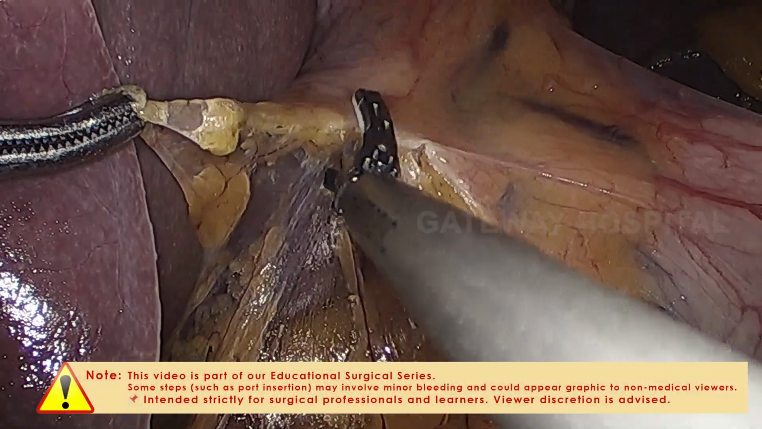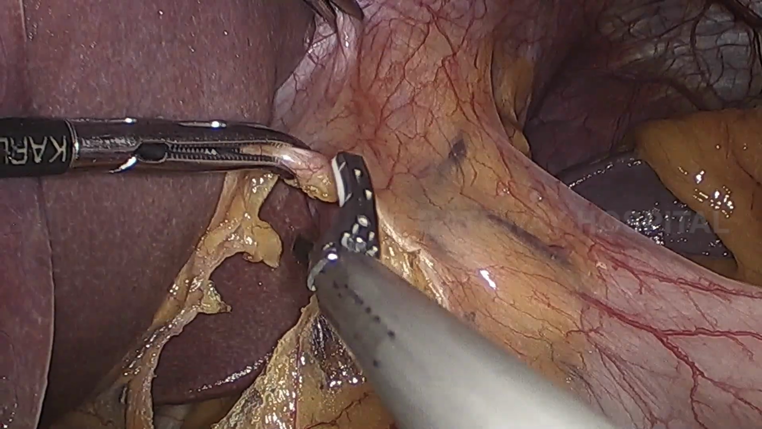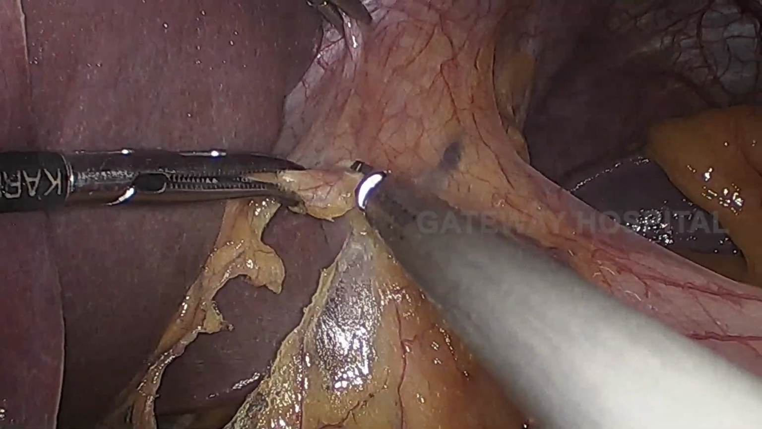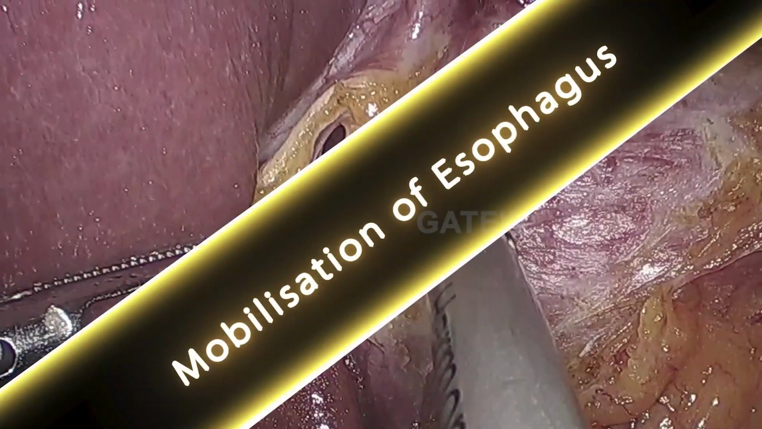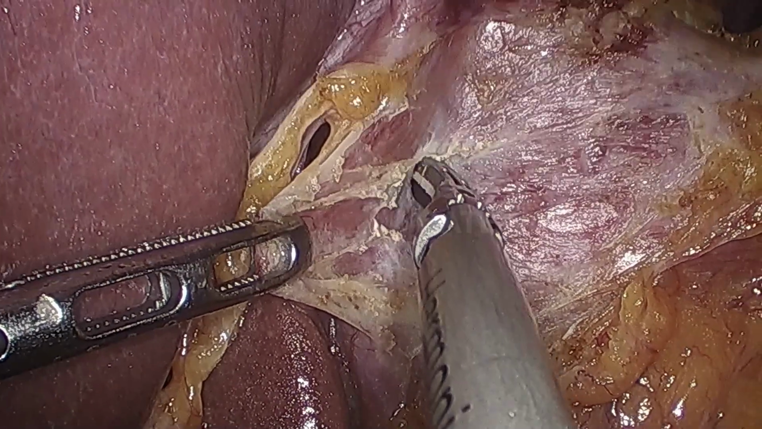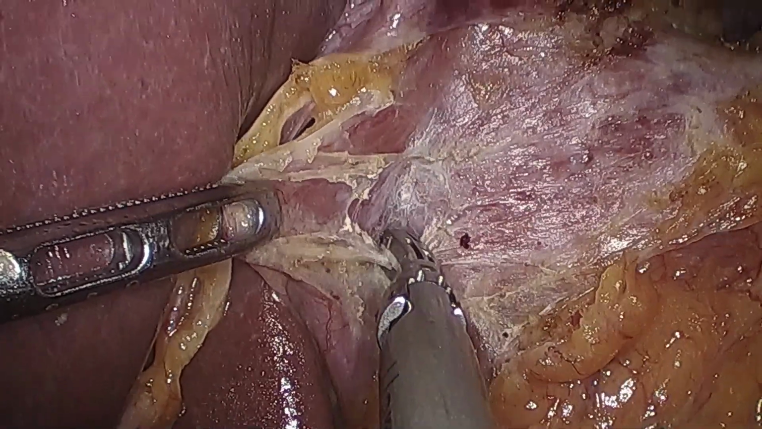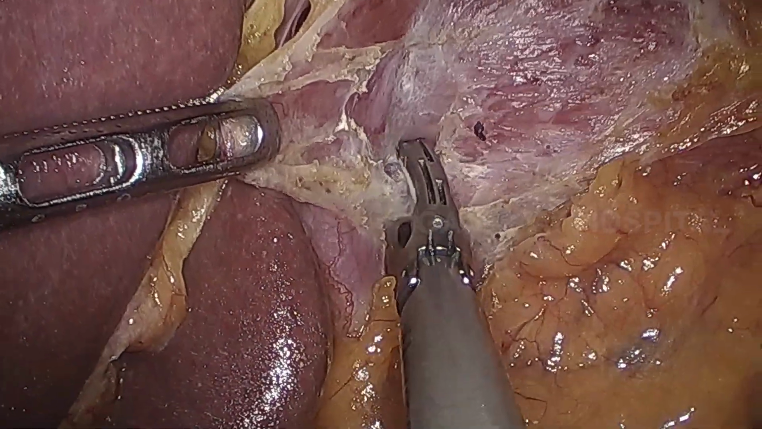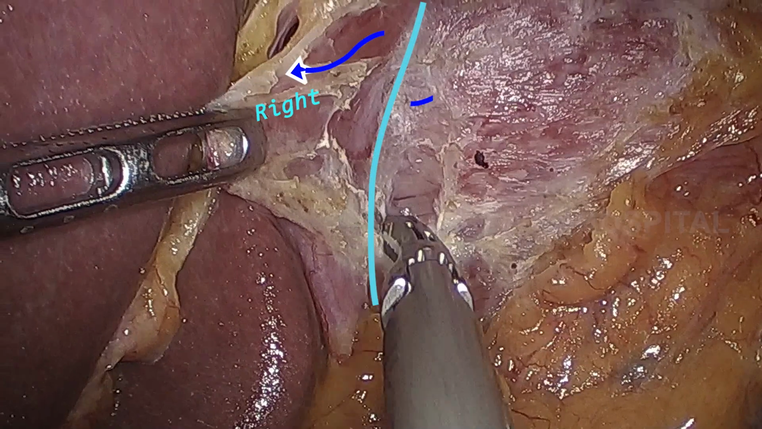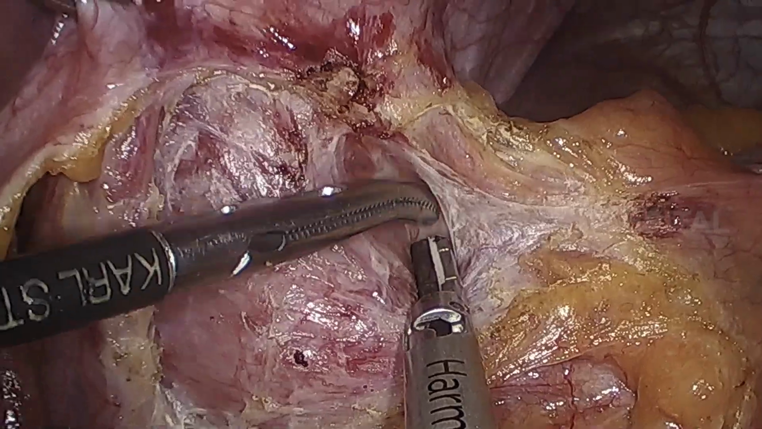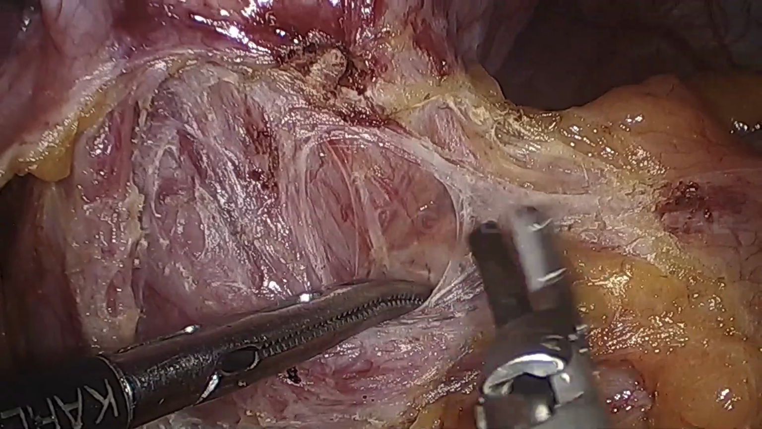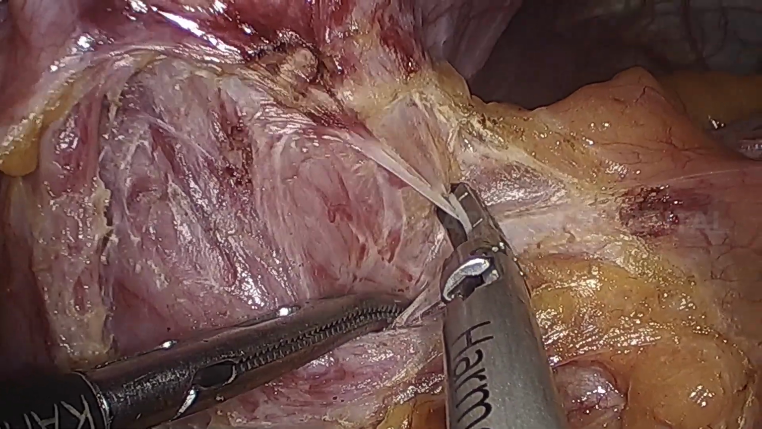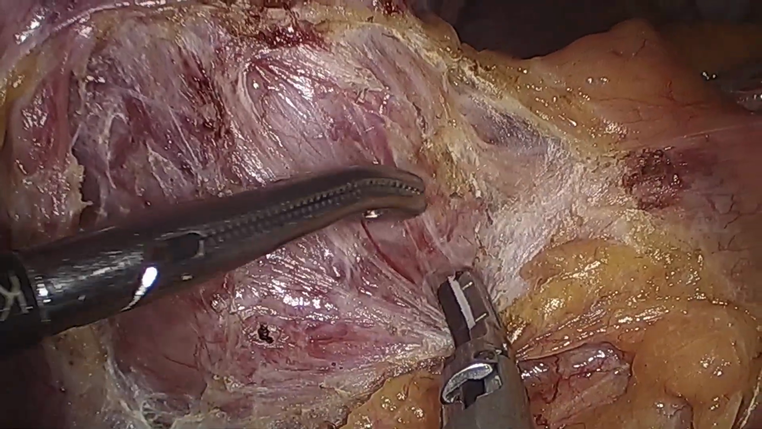We are using grasper to retract the left lobe of the liver. We divide the gastrohepatic ligament and we try to enter a plane between the right crus of the diaphragm and the esophagus. We divide the phrenoesophageal ligament, and this division is carried out all around the esophagus.